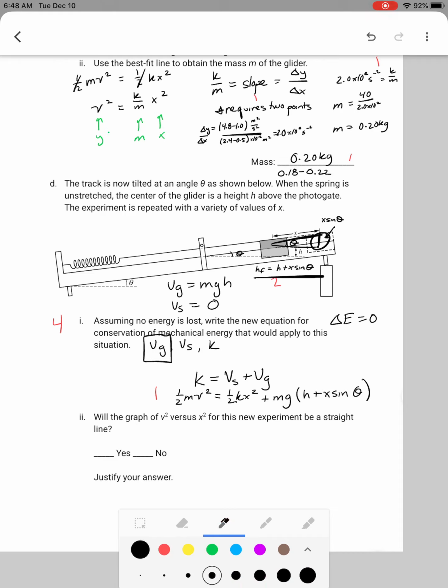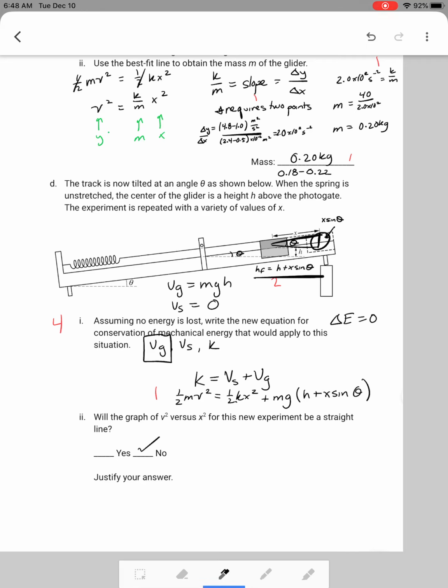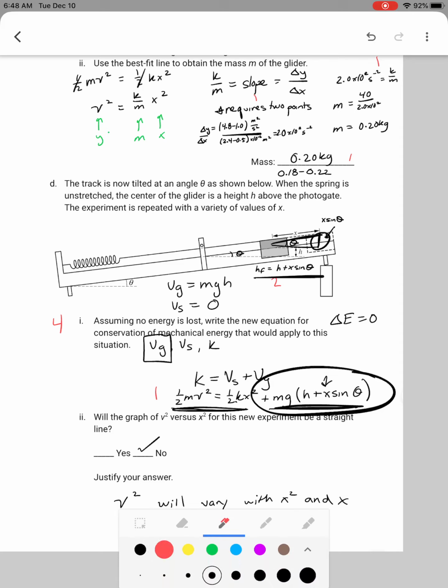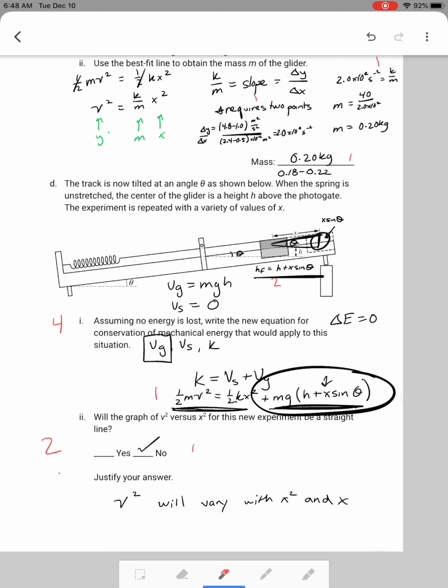All right, will the graph of v squared versus x squared for this new experiment be a straight line? All right, the answer here is no, because v squared will vary with x squared and x. All right, before it was just these 2 terms, but now I've got this term here as well with another x in it. All right, if this was just simply a constant, then we'd be fine. But because there's an x there, we're going to have some different things. All right, and again, there were 2 points here. 1 point for the correct answer, and then 1 point for the correct justification.